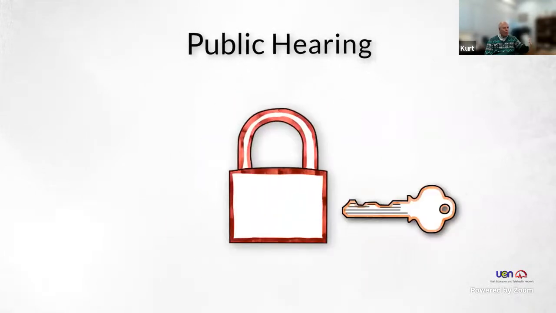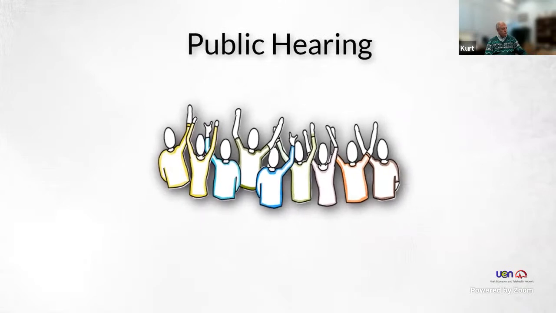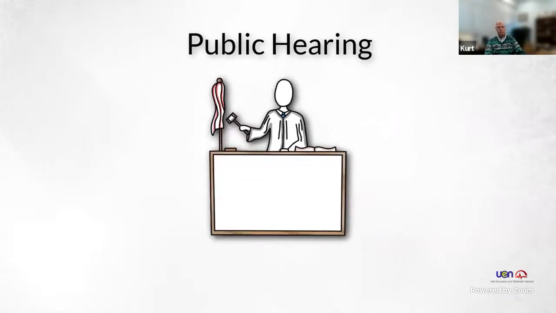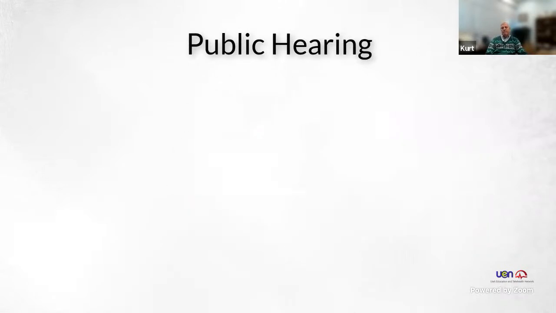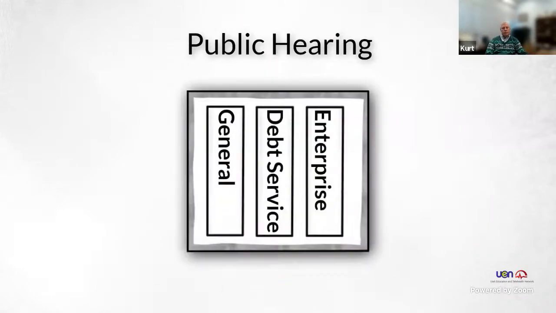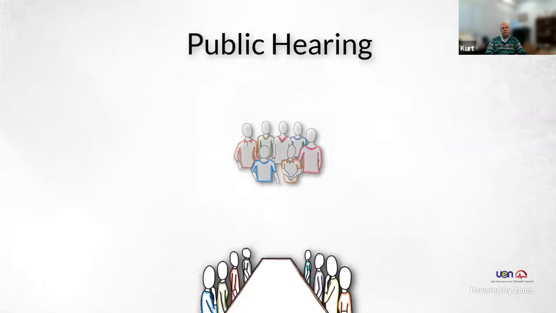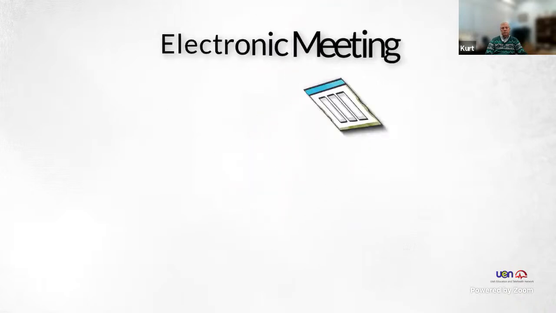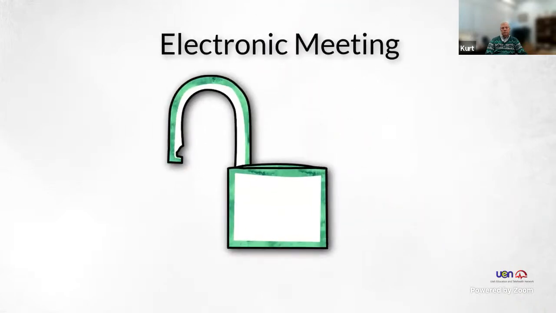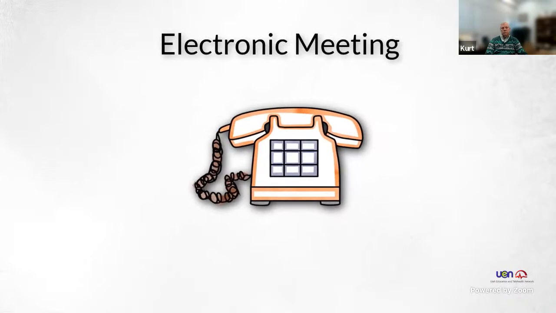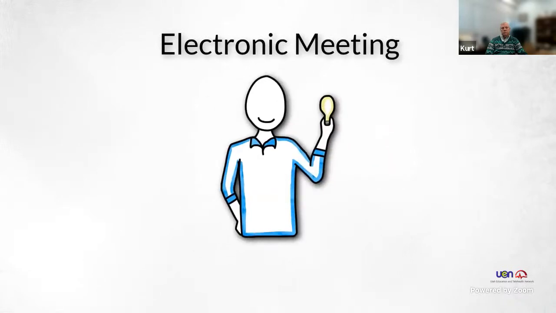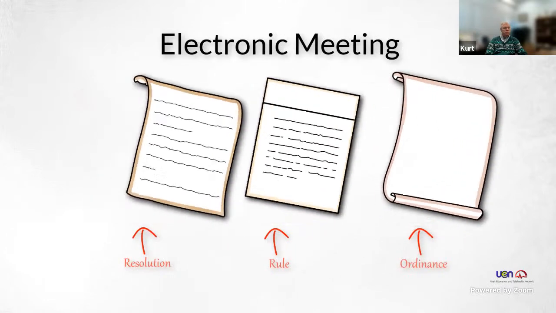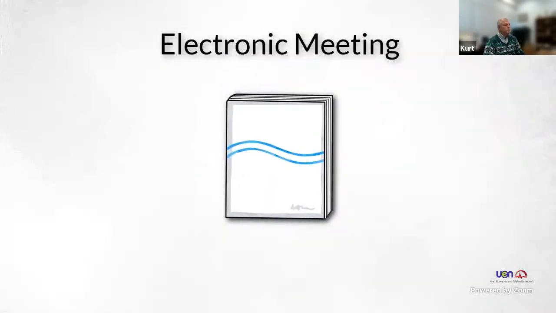A public hearing is a type of open and public meeting where citizens have a reasonable opportunity to speak. Public hearings happen when a government adopts a budget, imposes or increases taxes or fees, or transfers money from an enterprise fund. These meetings have extra notice and posting requirements and won't be addressed in this video. An electronic meeting is a type of open and public meeting that's convened electronically, such as via phone or the internet. Remember, the governing body must adopt a resolution, rule, or ordinance allowing and governing electronic meetings. HOTMA adds additional requirements too.